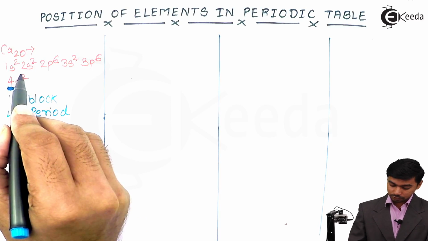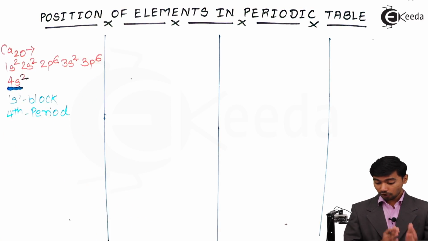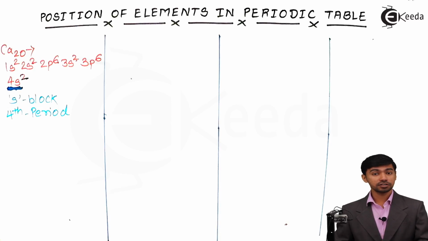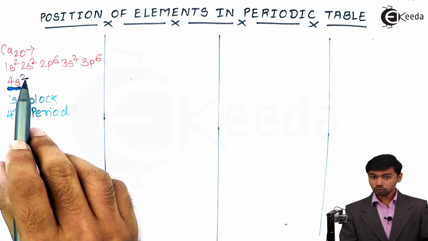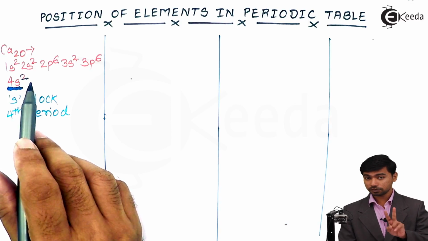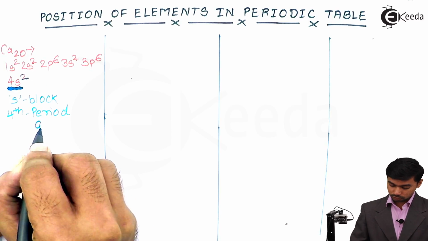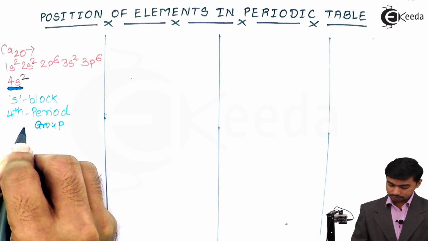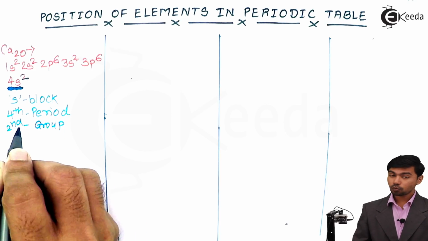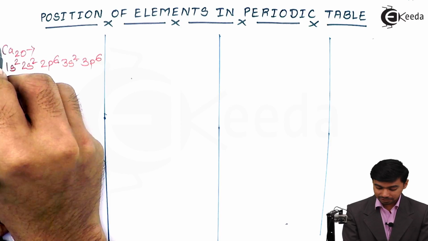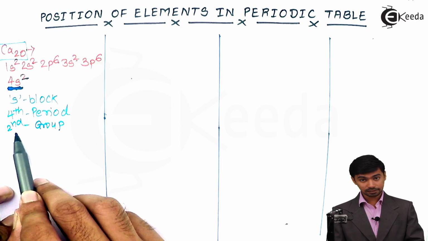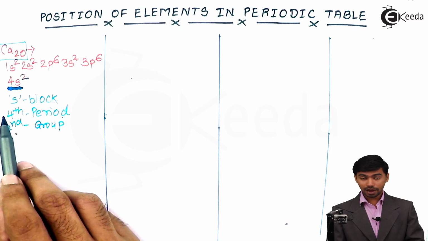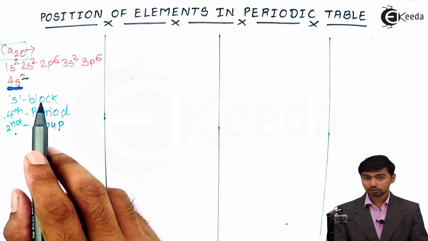Now how many electrons are there? 2. So from the start of the periodic table, it is the second group, as it is 2. So the group number is second. So what is the position of calcium in the periodic table? It is placed in group number 2, period number 4, and is present in the s block.